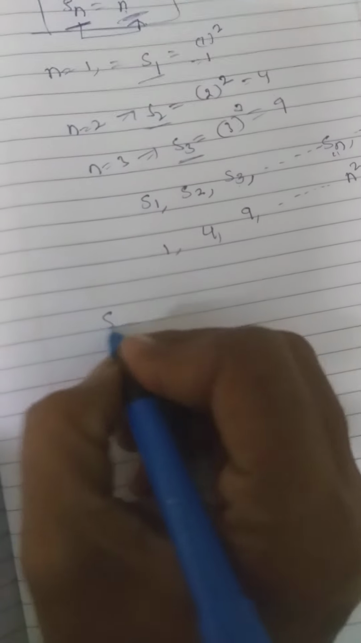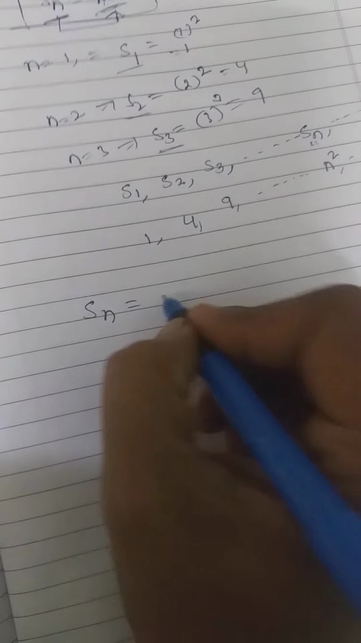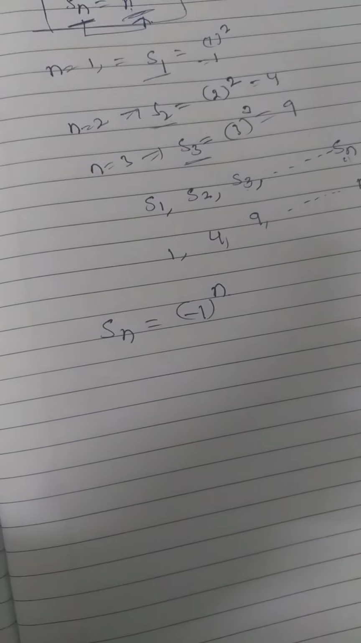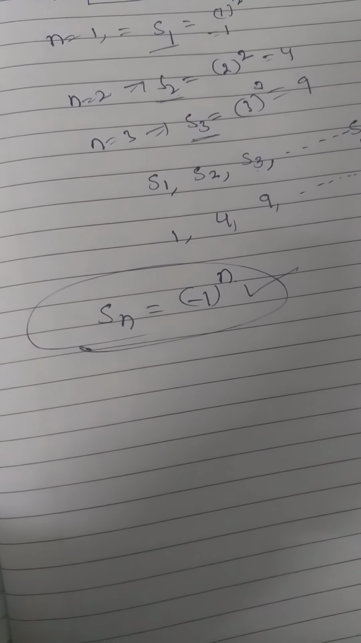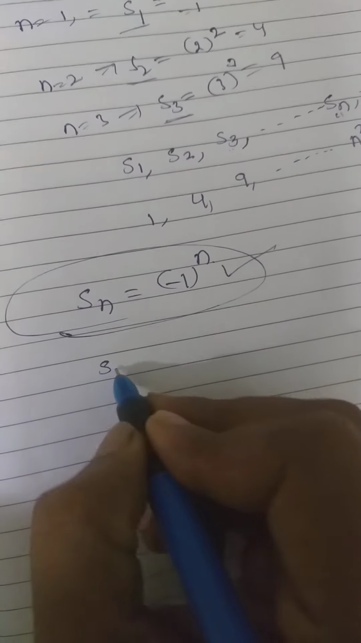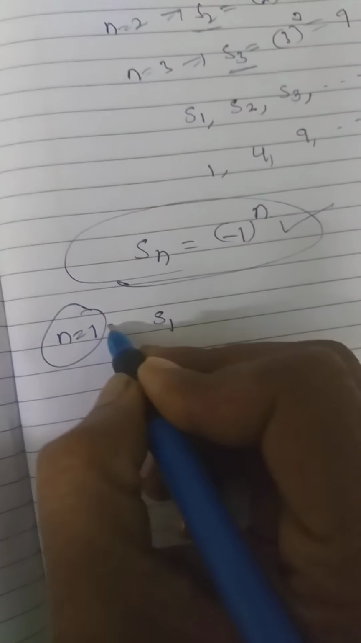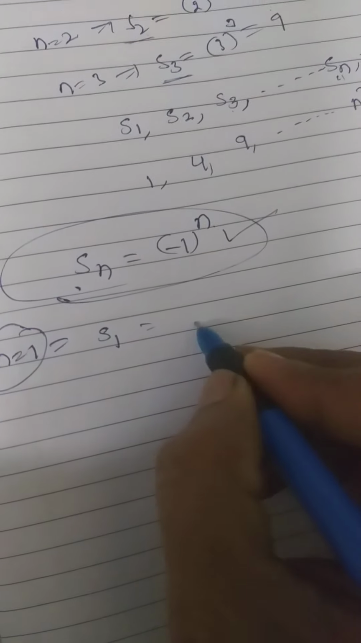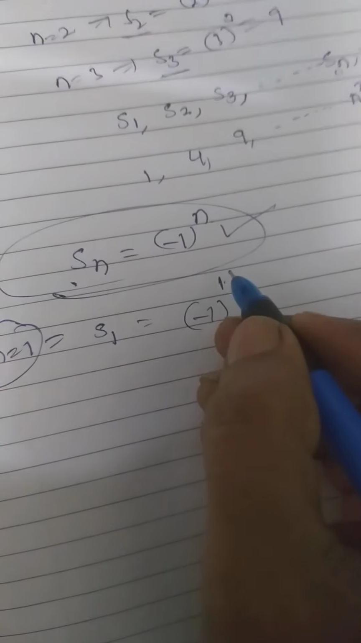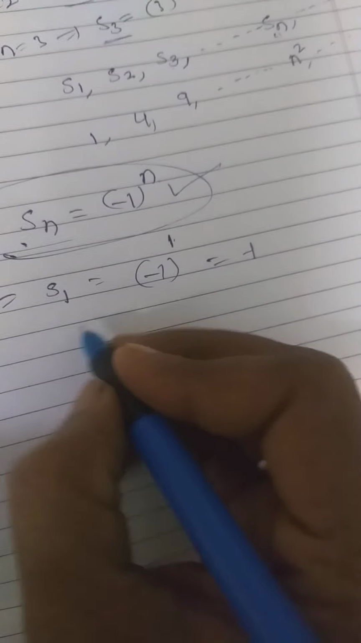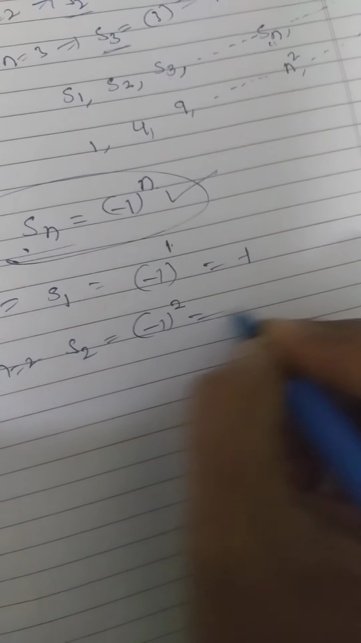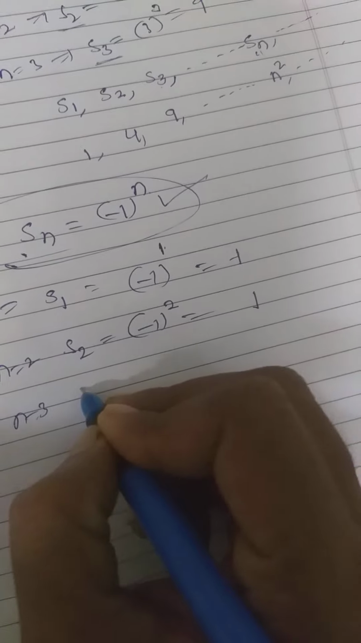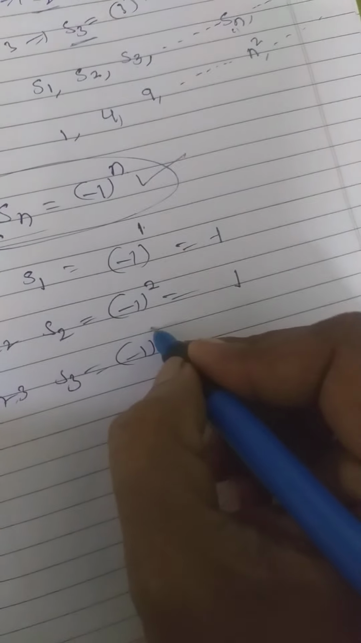Now, another example: S_n is equal to minus 1 power n. Here clearly the nth term of a sequence is given to you. Now how to get the first term? Put n is equal to 1 in the nth term. S1 is equal to minus 1 whole power 1, that is minus 1. Now put n is equal to 2: S2 is equal to minus 1 power 2, that is 1. Put n is equal to 3: S3 is equal to minus 1 whole power 3, that is minus 1.